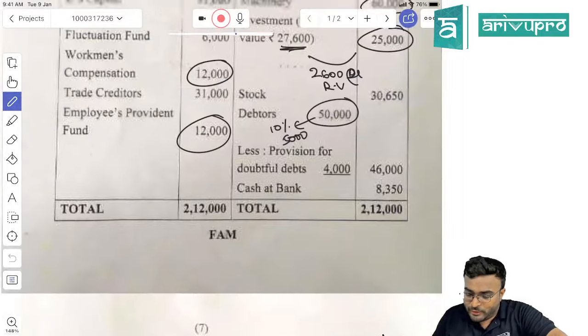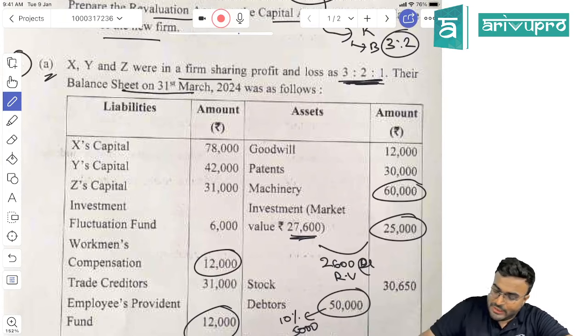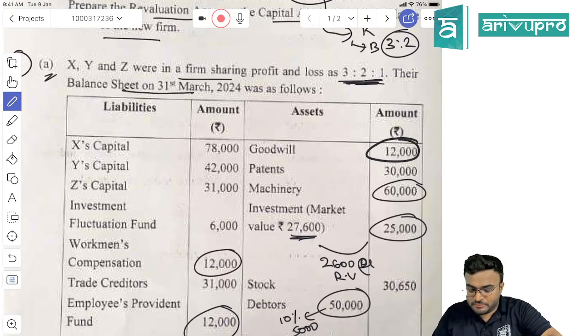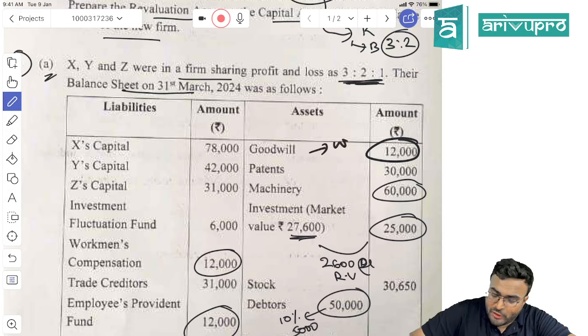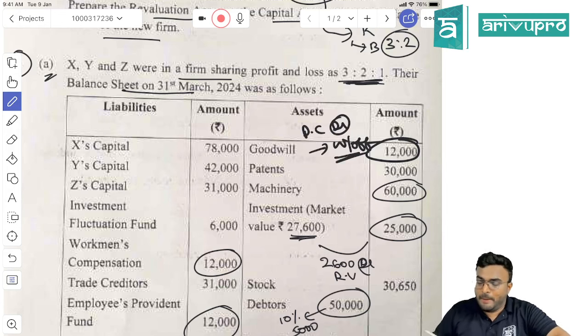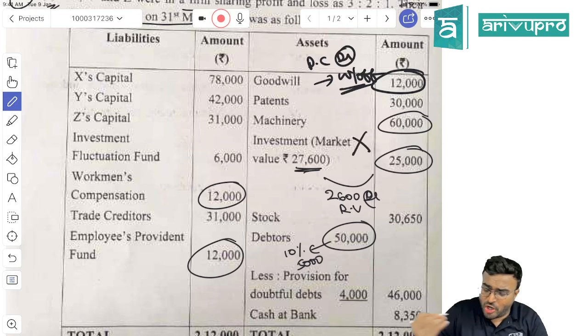So what will happen over here? Understand this. There is one goodwill in the balance sheet already. What are you going to do? Write off this goodwill. That means partners capital account will be debited for this goodwill. Patent, machinery, investment. Investment is gone.